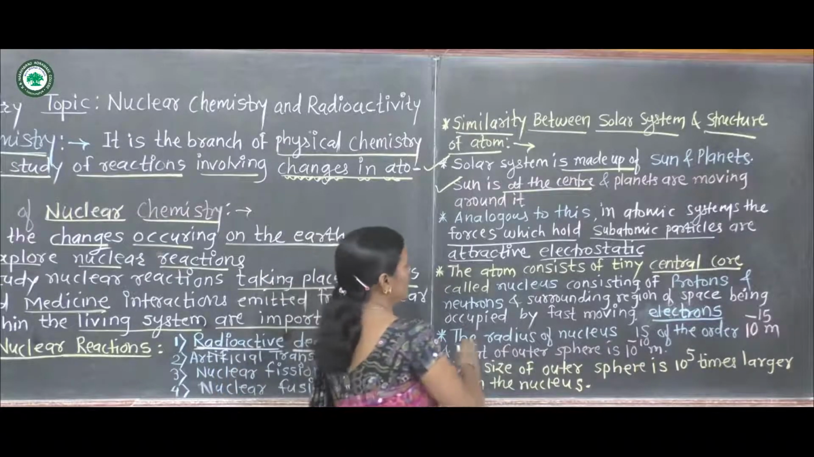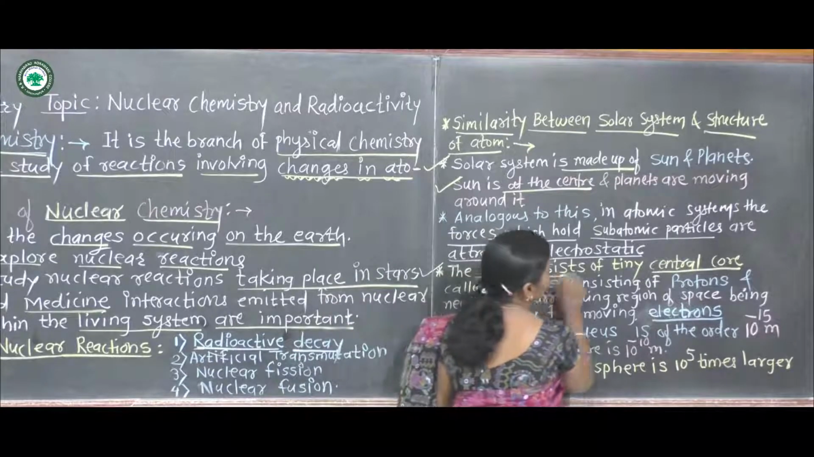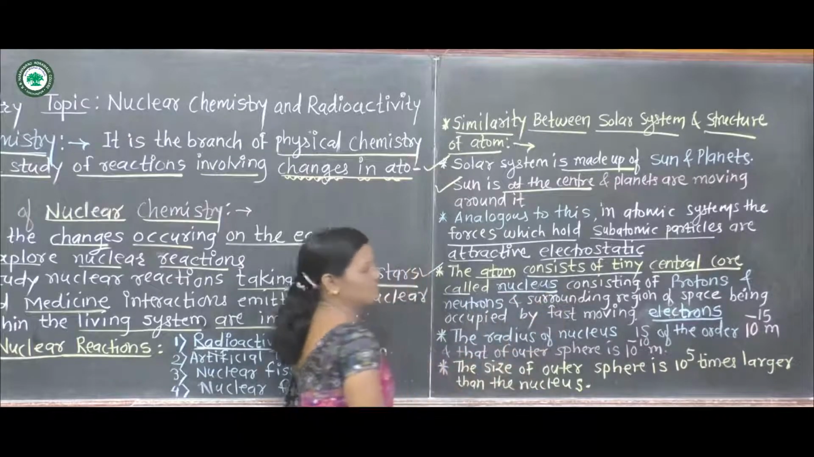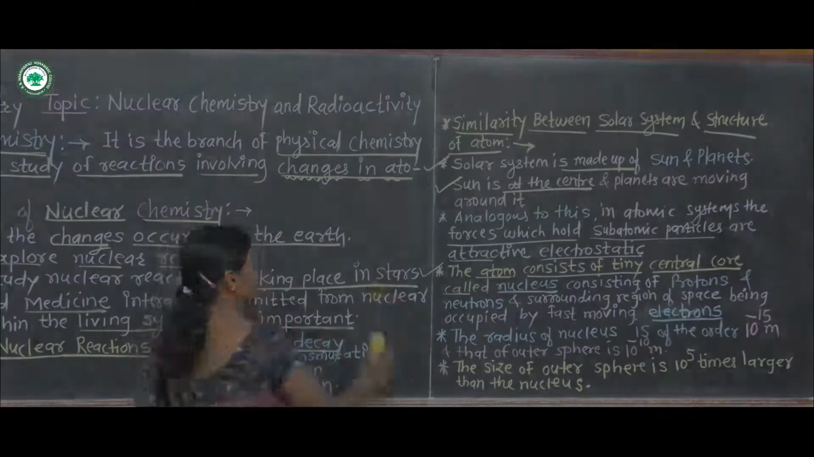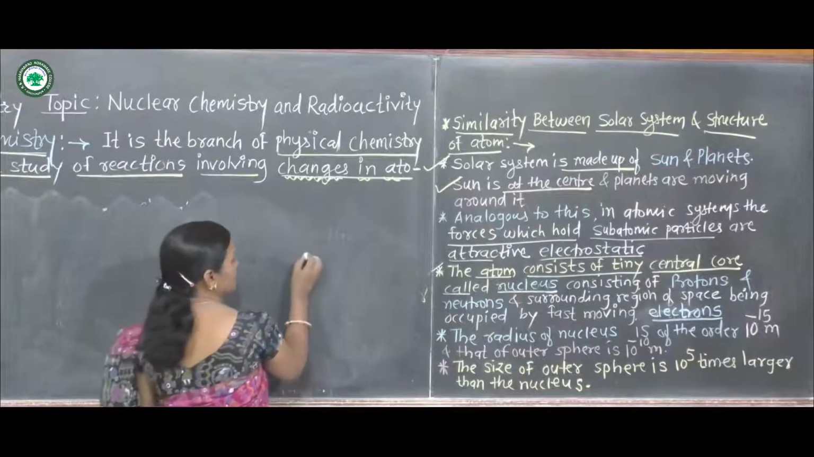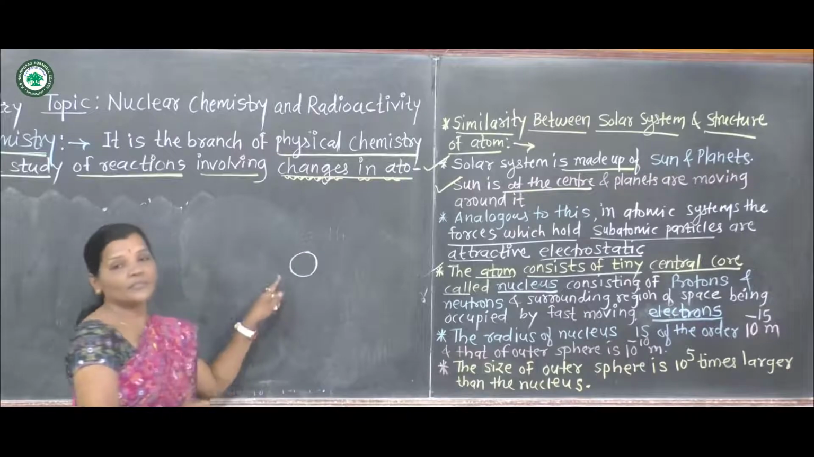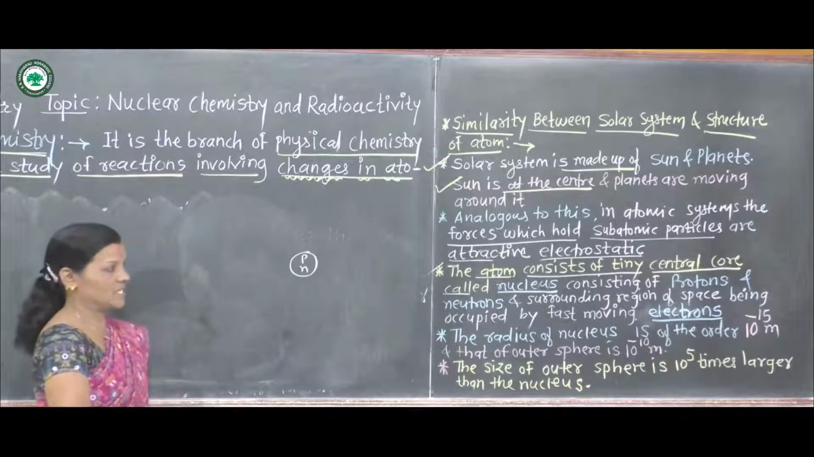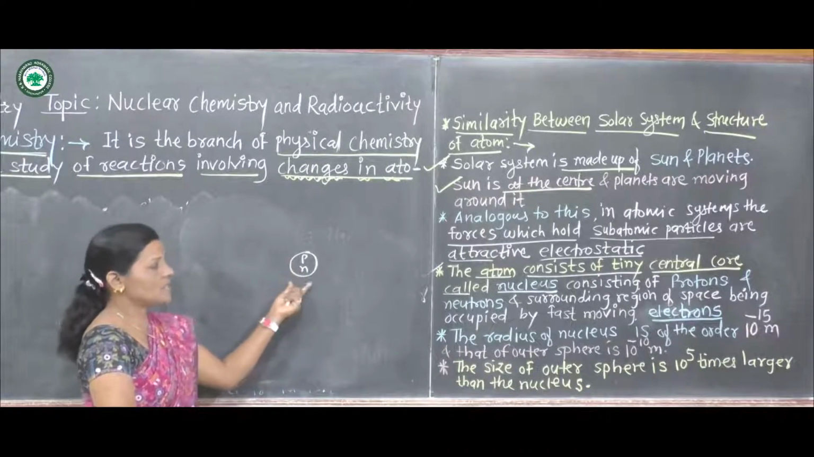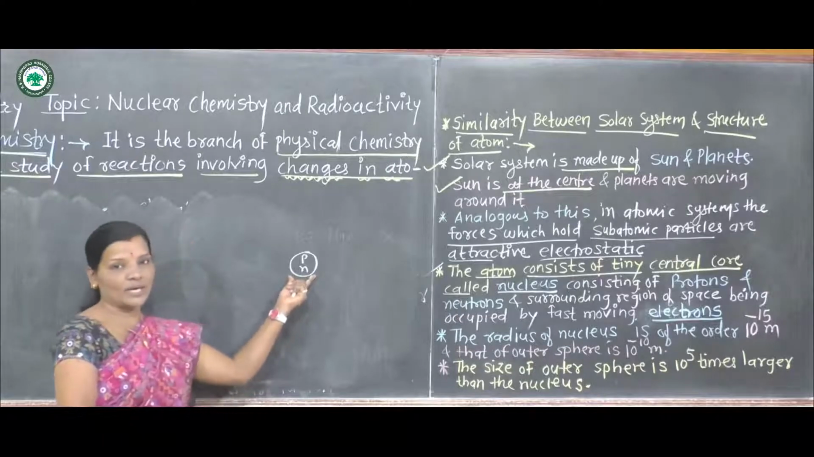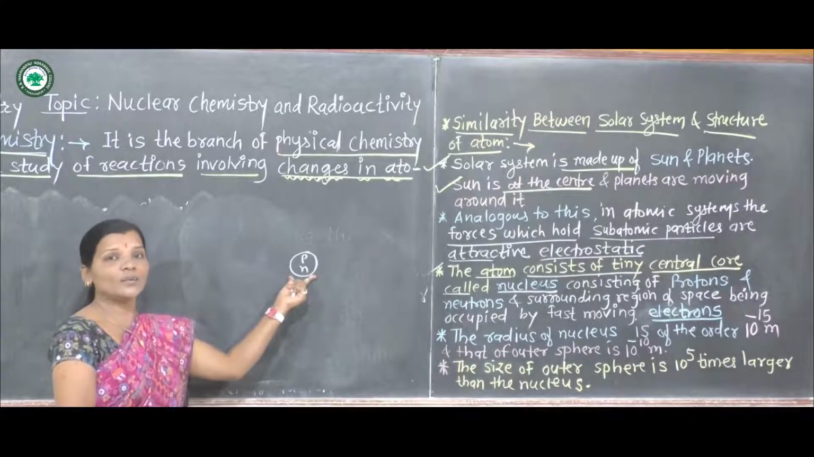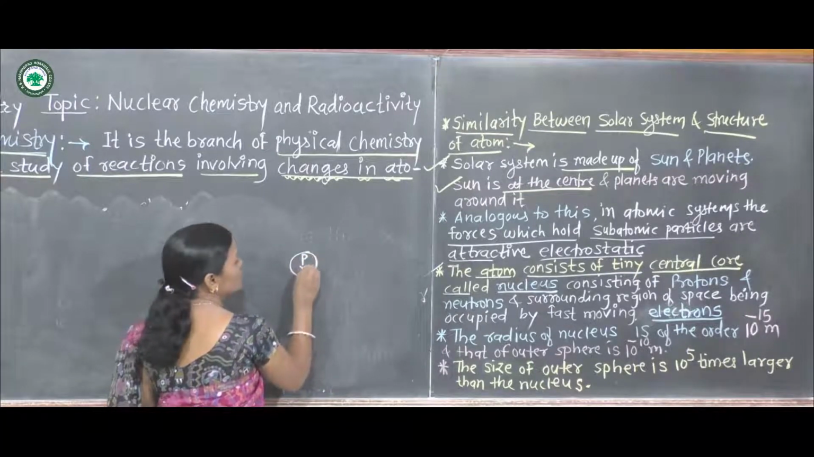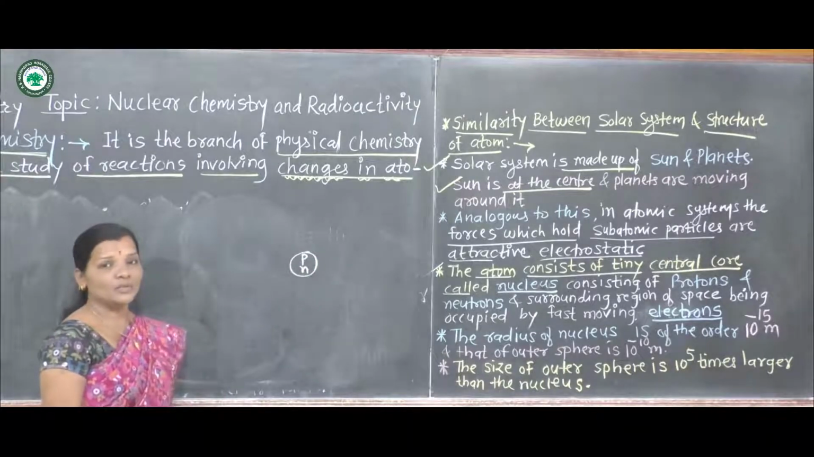Let us consider an atom that consists of a tiny central core called the nucleus. For example, at the central position of the atom, protons and neutrons are present. This is called the tiny central core, the nucleus of an atom, and it consists of protons and neutrons.